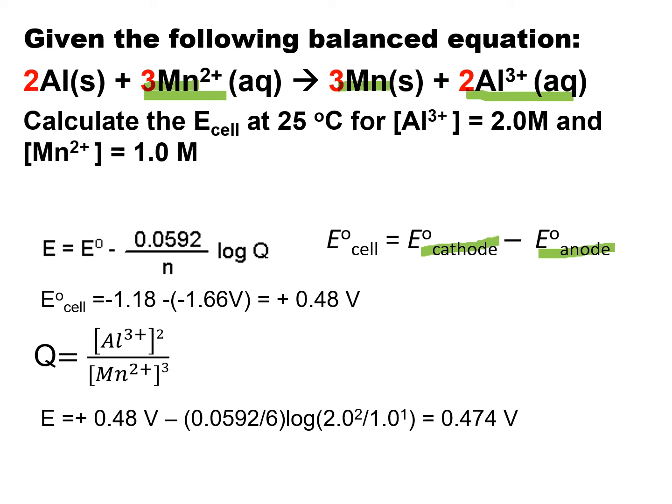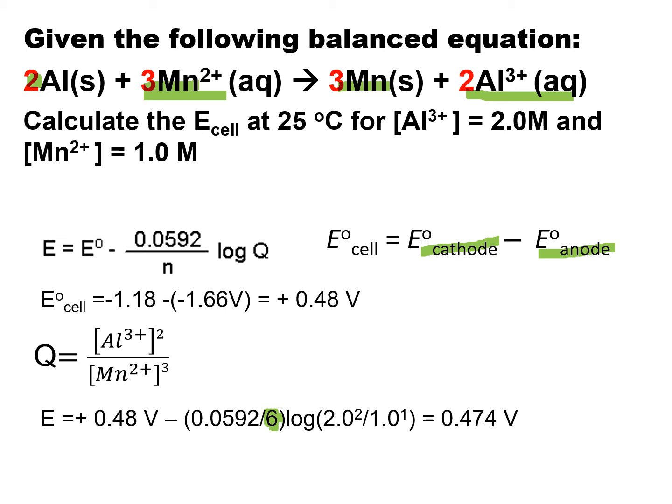Now, the number of electrons is 6, right? Because each aluminum is giving off 3 electrons because it's becoming 3 plus. But I have 2 in front of aluminum, so 2 times 3 is 6. And 3 manganese ions times 2 positive charge means that 3 manganese ions need to acquire a total of 6 electrons to become neutral. So this is the n that you need to plug into the equation.